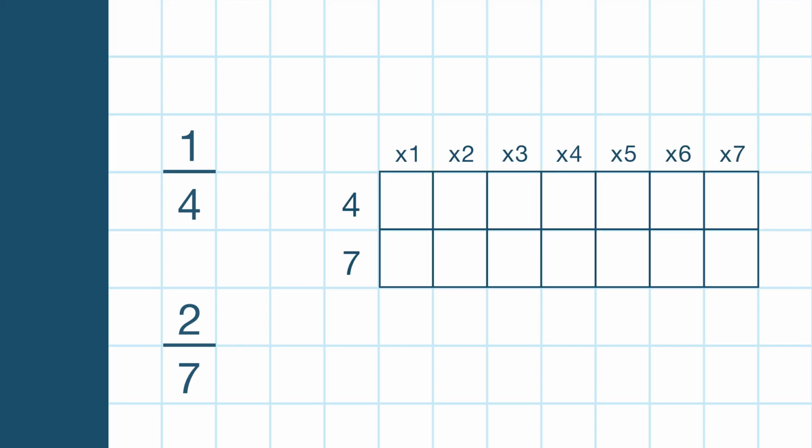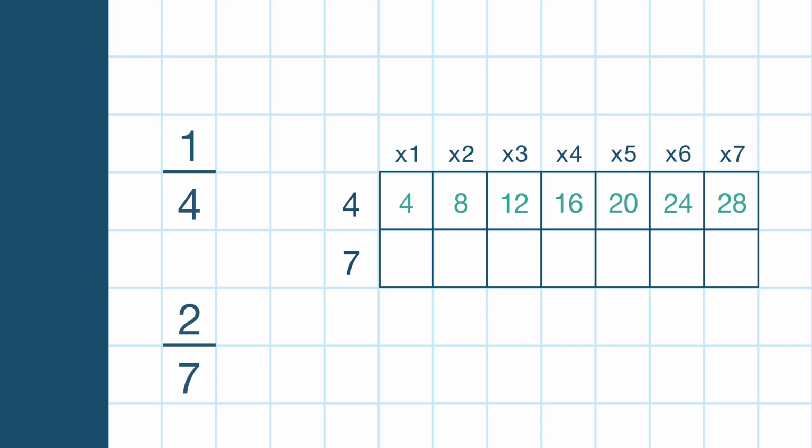Now it's your turn. Let's add 1/4 plus 2/7. Let's work through it together. First, we need to find the least common denominator. Let's list multiples of 4. 4, 8, 12, 16, 20, 24, 28.